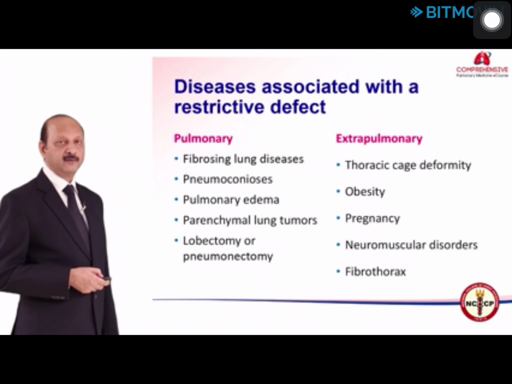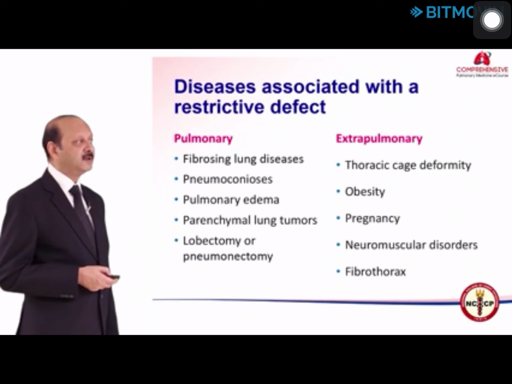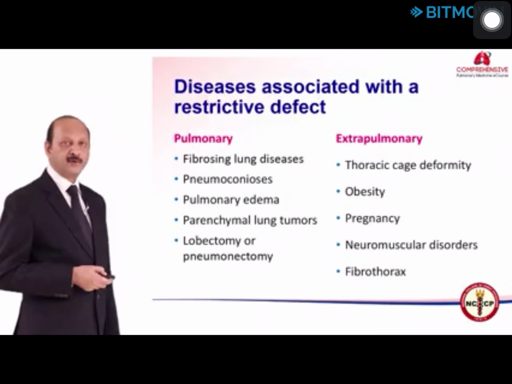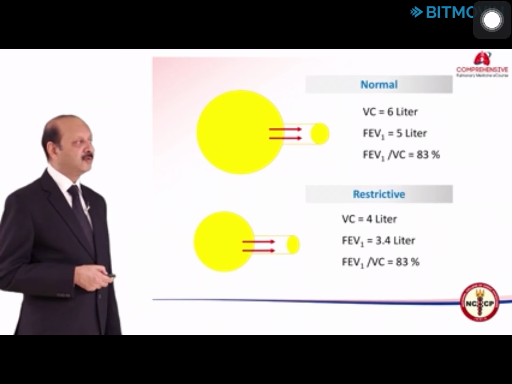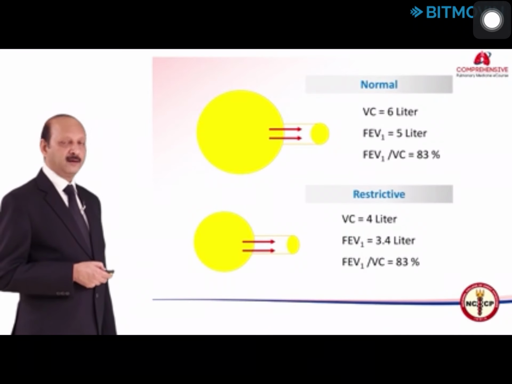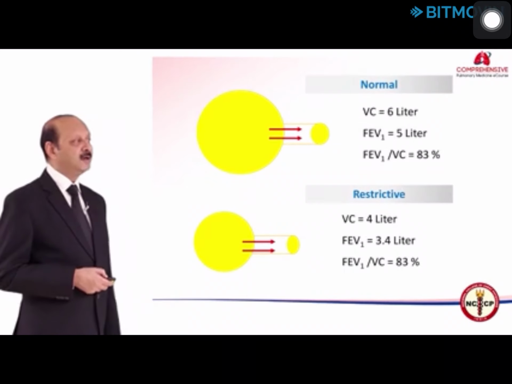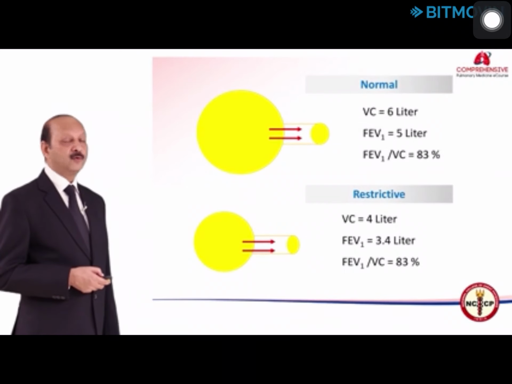These are some of the causes, like pulmonary causes: fibrosing lung disease, pneumoconiosis, pulmonary edema, parenchymal lung tumors, etc. In extrapulmonary causes, you can have thoracic cage abnormalities, deformities, obesity, pregnancy, neuromuscular disorders, fibrothorax. So what happens in restrictive disorders? Again, the same example of the balloon. The upper one is a normal balloon, like the lung, and the lower one is the lung with a restrictive lung disease. Here vital capacity will be reduced because the lungs have become smaller now. Similarly, the FEV1 which is coming out in the first second will also be reduced proportionately, and the ratio will remain normal because the neck has narrowed proportionately.